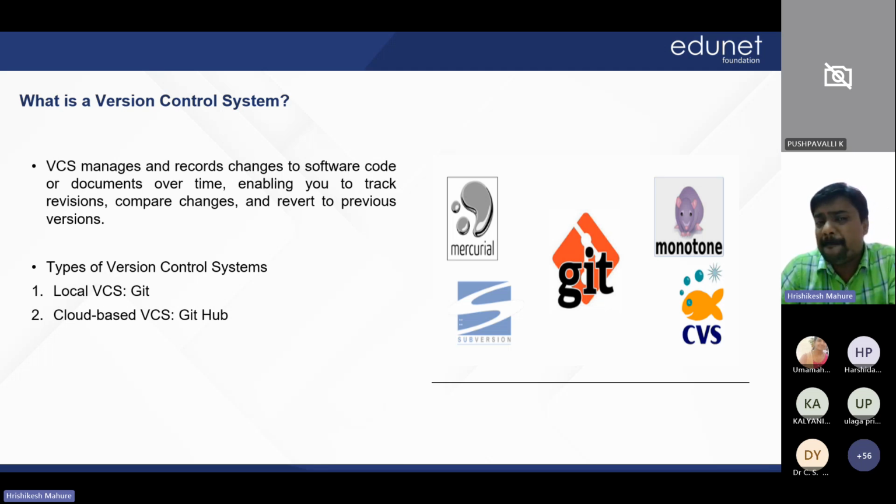These are some famous VCS examples. First we have Git. We can say nowadays the maximum number of developers use Git and GitHub as the VCS. Then we have Mercurial, Subversion, Monotone, CVS, different kinds of version control systems. But along with that, we are going to use Git. I think everyone gets the idea up to here. Now we will move to the next slide.